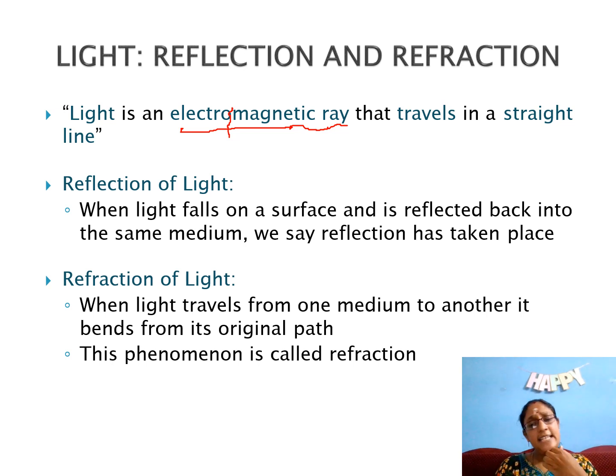So how will these travel actually? These will travel in a straight line. So light is an electromagnetic ray that travels in a straight line. This term electromagnetic ray was first coined by Maxwell.